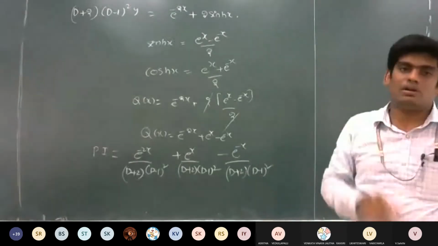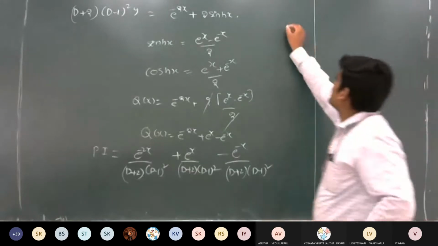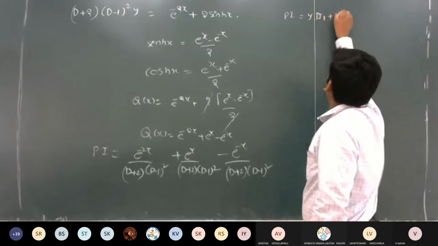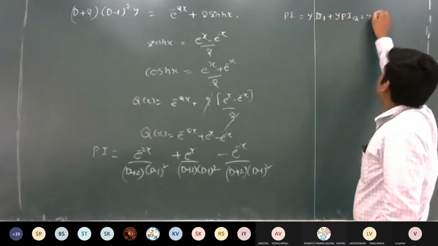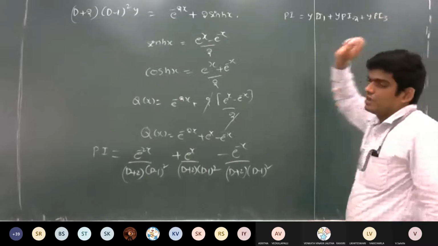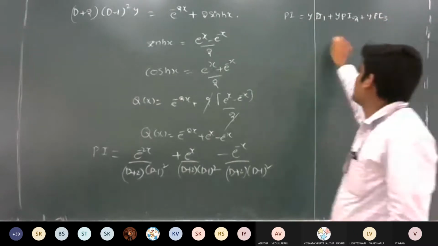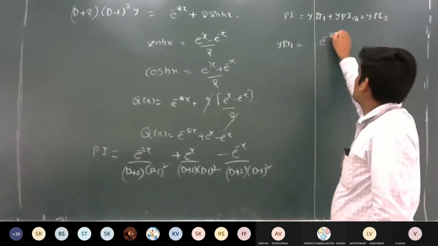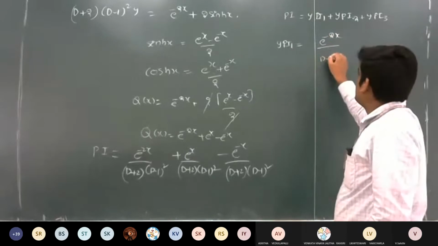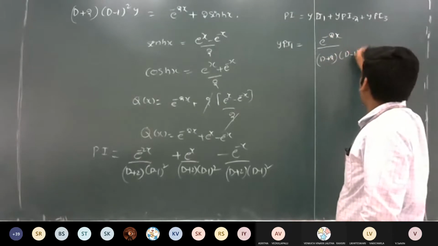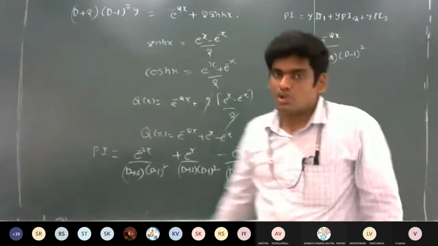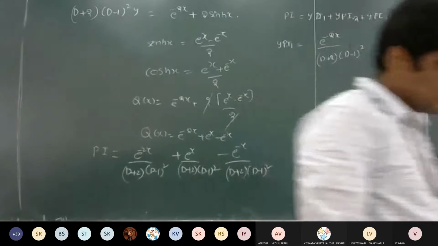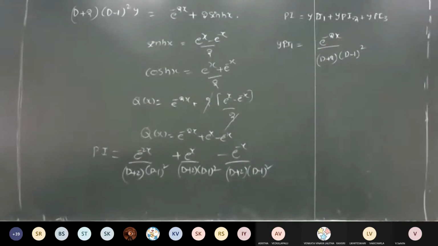We are going to calculate the particular integral for three different functions: one is e power minus 2x, the second is e power x, and the third is e power minus x. Just listen, I will discuss one by taking one function. You can write them as yPI1 plus yPI2 plus yPI3, for our understanding purpose only. Now consider yPI1, which is e power minus 2x by (D plus 2)(D minus 1) whole square. Check whether it is a failure or regular case. It is a failure.